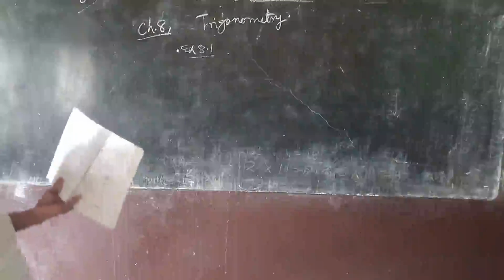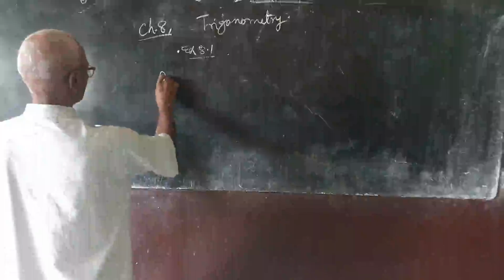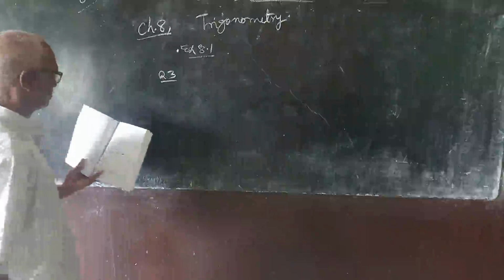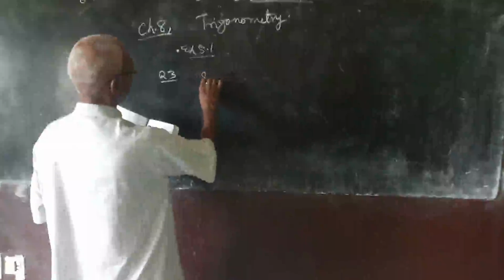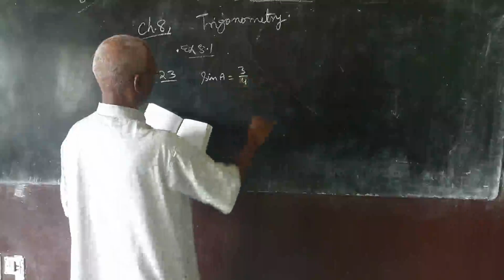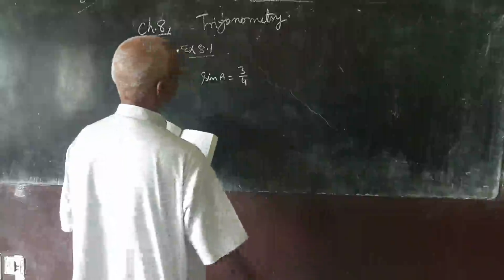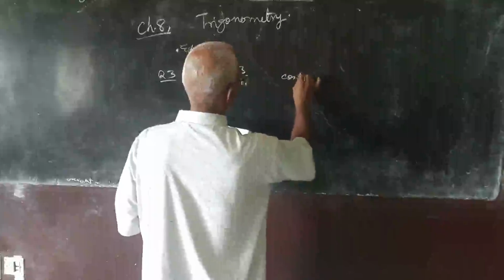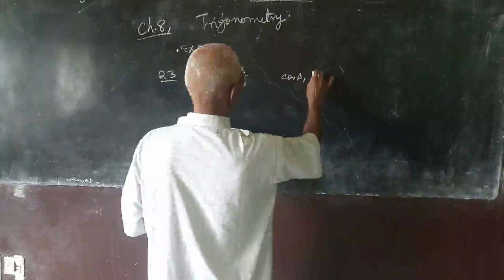Question 3. I am doing generally most of the sums here because the chapter is new for you. If sine A is equal to 3 by 4, given here, sine of an angle is 3 upon 4. Calculate cos A and tan A.